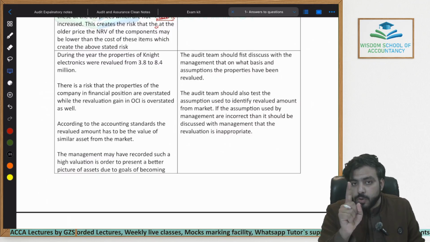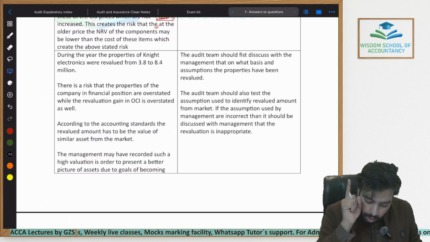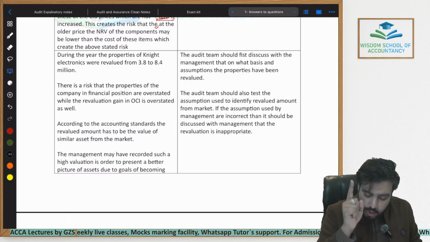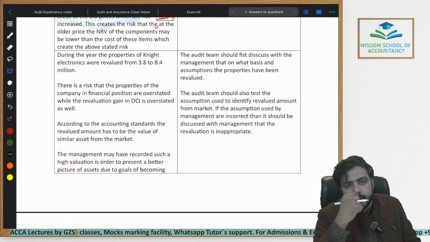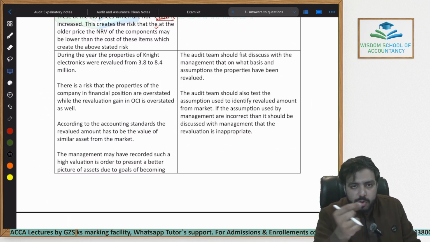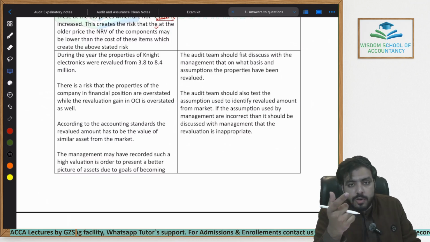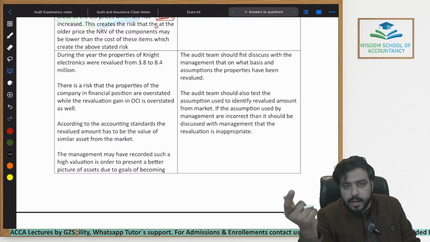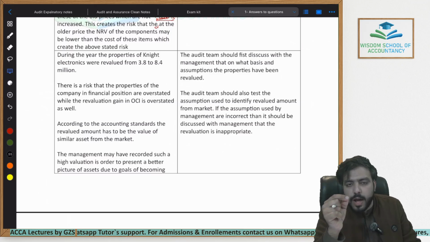But again, I told you, whenever you have to discuss something with management, you always have to write down a test of detail. So in this case, we can't have an evidence. As an auditor, we can't go to the market to test whether the correct similar type of asset has been used by the management, to test whether the properties which have been revalued by the management have been revalued at the correct amount or not. What is the appropriate evidence in this case? We don't have an appropriate evidence.